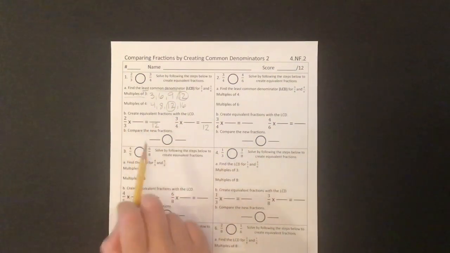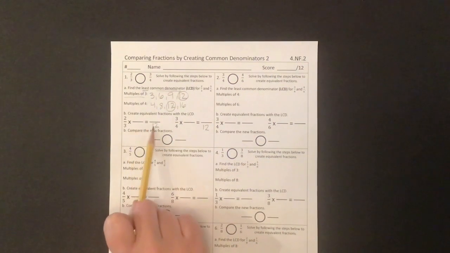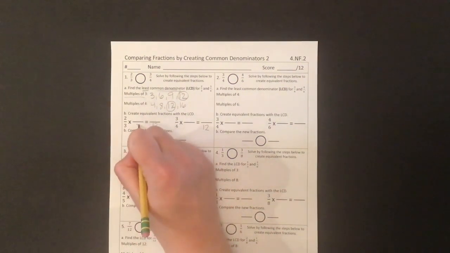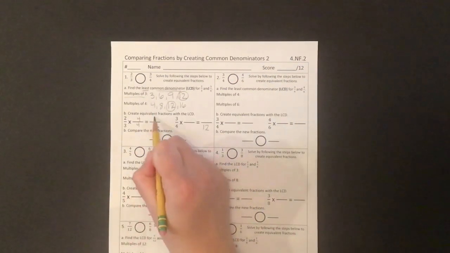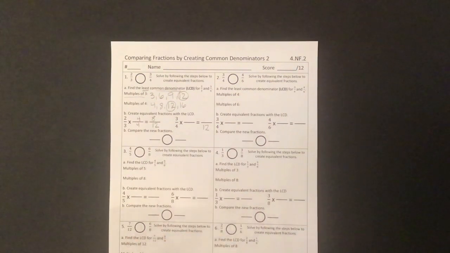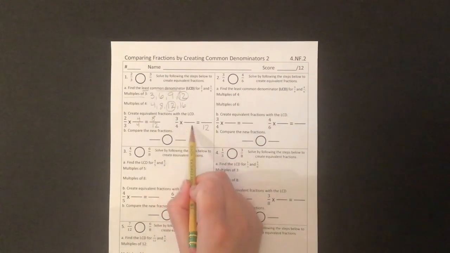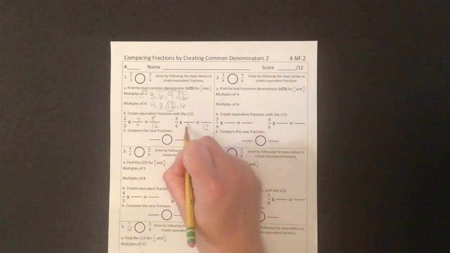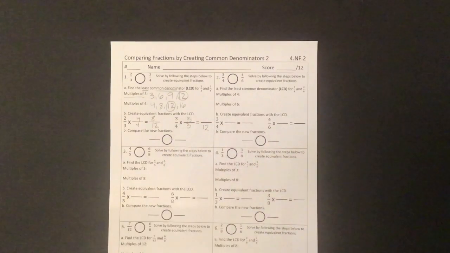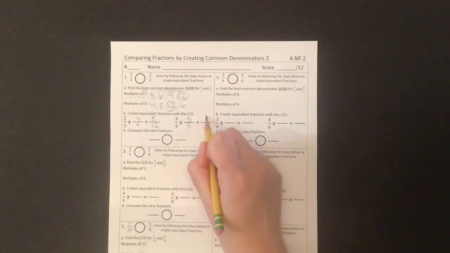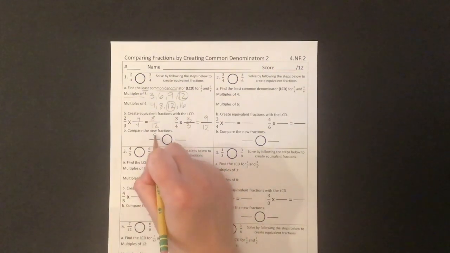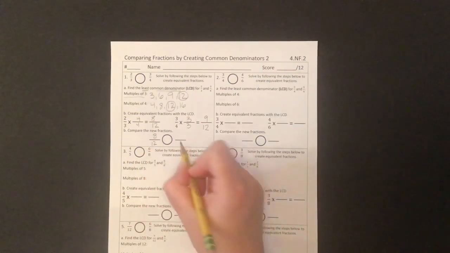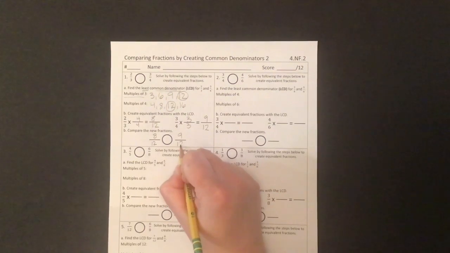So 3 times 4 equals 12. And so 2 times 4 equals 8. And then 4 times 3 equals 12. So we'll multiply 3/4 by 3/3. And we get 9/12. So now we have 8/12 compared to 9/12.